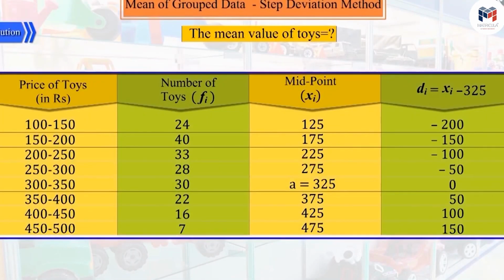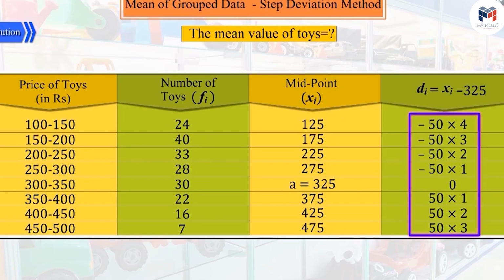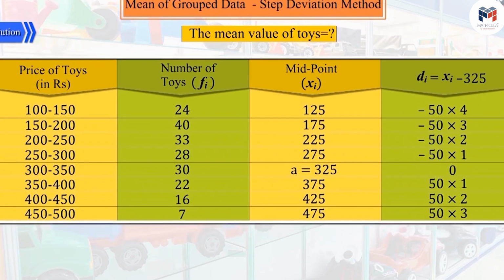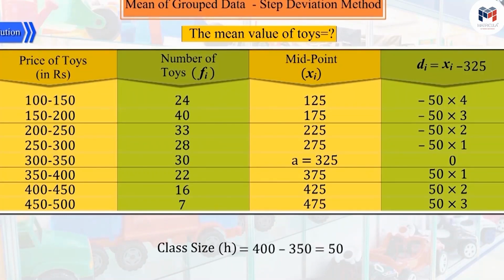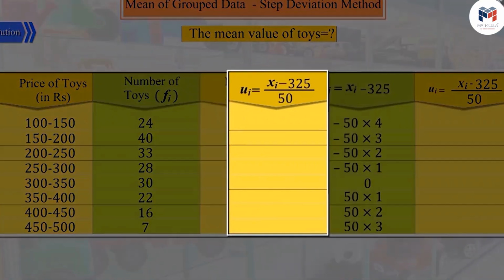Looking at the table carefully, we can say that all the values of column 4 are multiples of 50. If all the values of column 4 are divided by 50, then we get smaller values to multiply with fi, where 50 is the class size of each class interval, which we represent by small h. Suppose ui equals (xi minus a) by h, where a is the assumed mean and h is the class size.